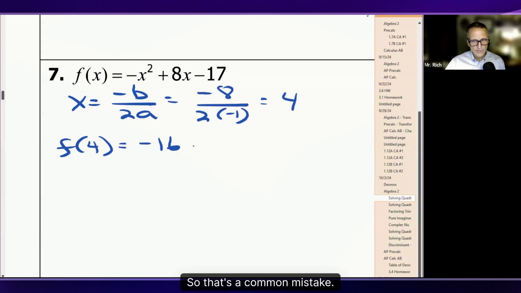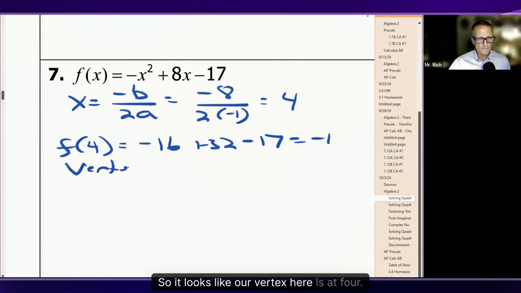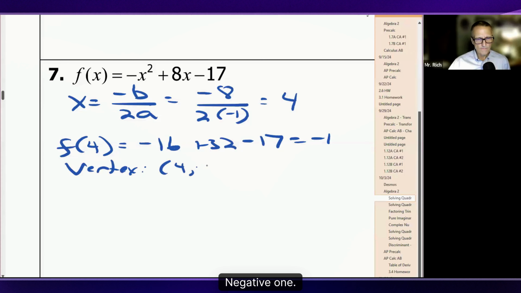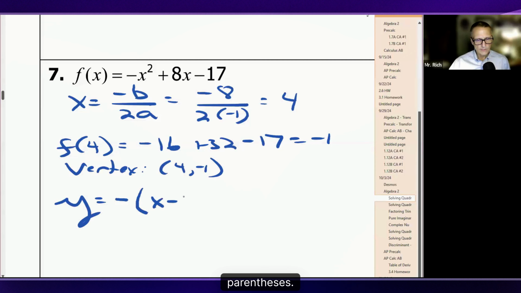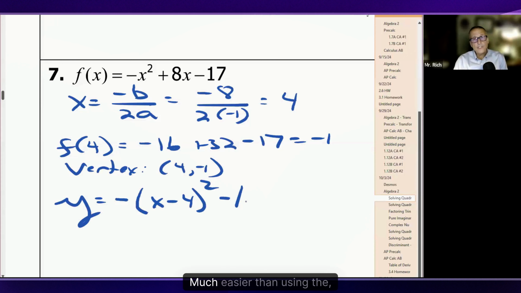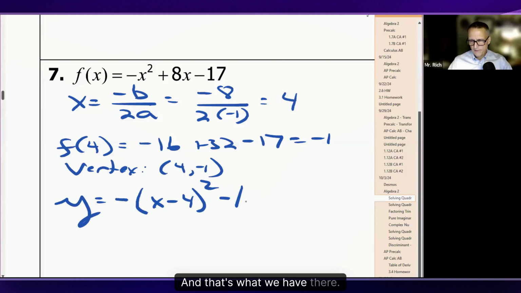So that's a common mistake. -16 plus 32 minus 17. That would be 16 minus 17, right? So -1. So it looks like our vertex here is at 4, -1. I'm now ready to write this in vertex form. I'm going to put a -1 in front of the parentheses. There you go. Much easier than using the method of completing the square, if you know how to use completing the square. And that's what we have there.